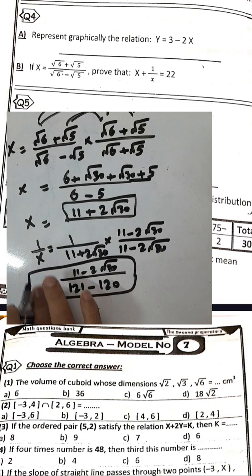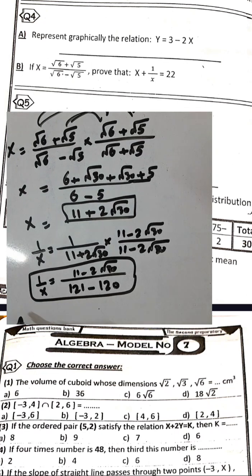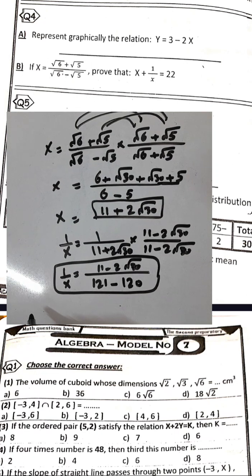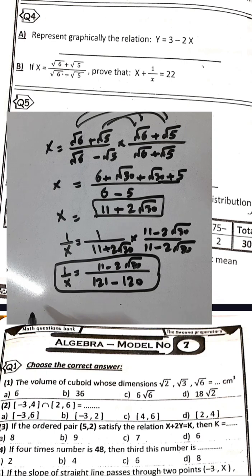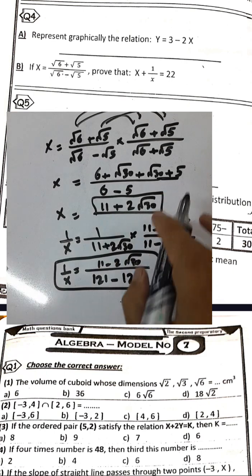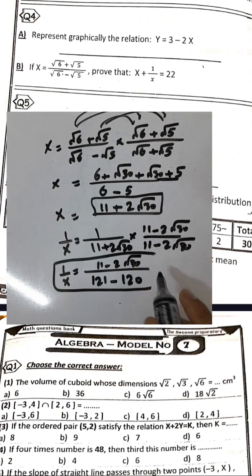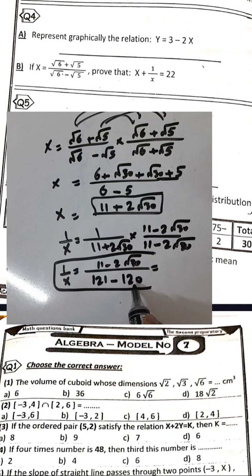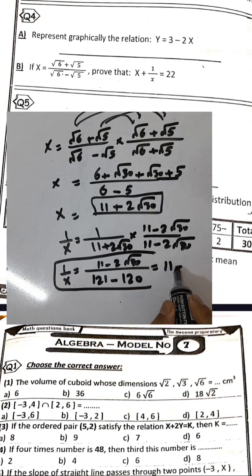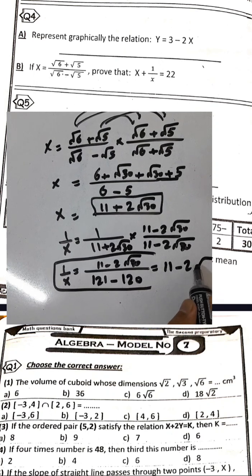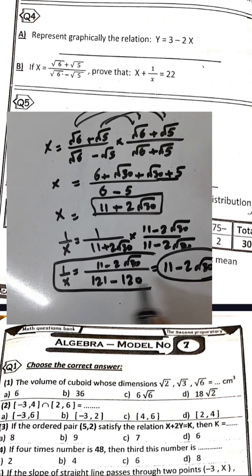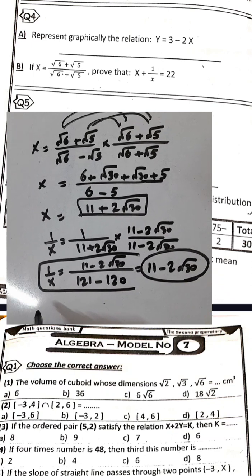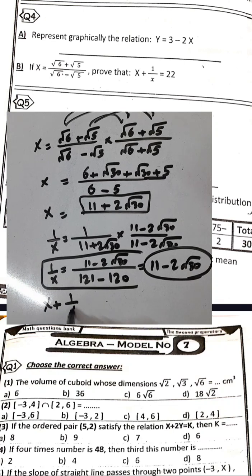So what? It's 1 over x. We have x and 1 over x. We must add them to find the result 20. You must add x and this. You can simplify again: 121 subtract 120, it will be 1, and the result will be 11 subtract 2 square root of 30. It's the value of 1 over x. Then we want to find x plus 1 over x.